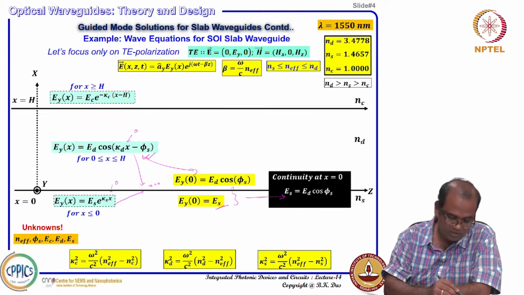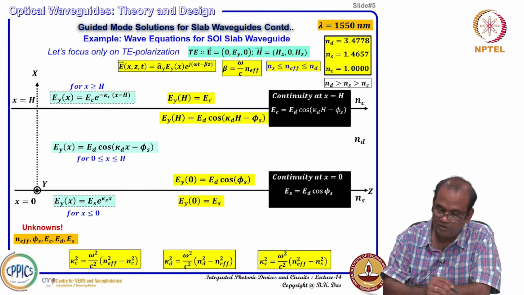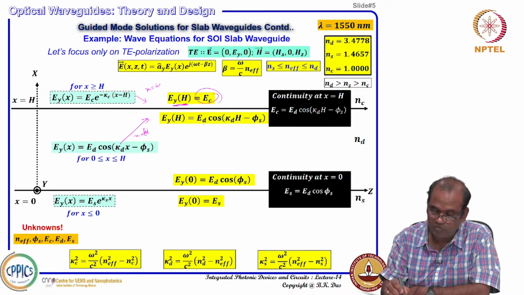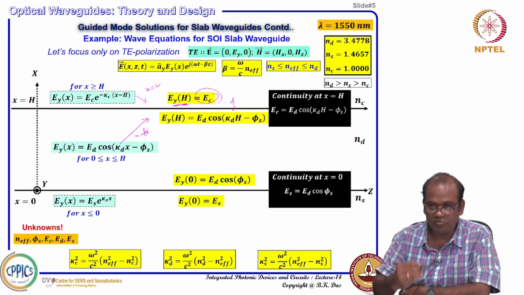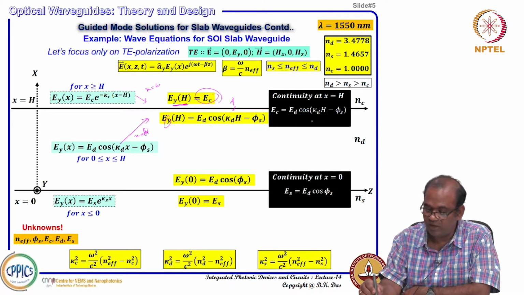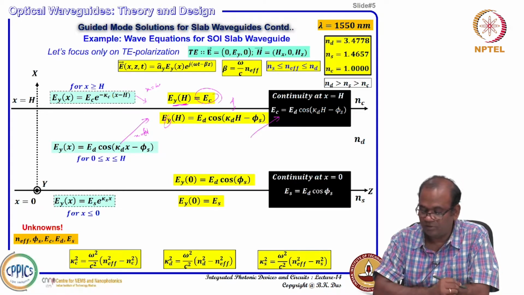Okay. So similarly, if I go to the other interface, if I put these solutions here, x equal to h, whatever value will be there, I am putting x equal to h, then the exponential term is e to the power minus kappa c h minus h, which is 0, so it is E c. And from here if I just put x equal to h, that is the device layer thickness, so E y equals E d cos of kappa d h minus phi s. They must be equal at the interface, they are continuous tangential components, we are talking only about the E y component. So that is the reason they must be equal again. So I get another equation at the interface.